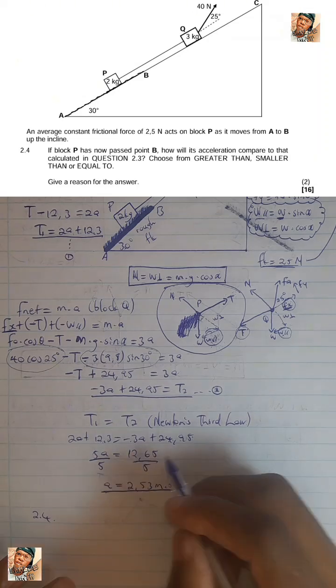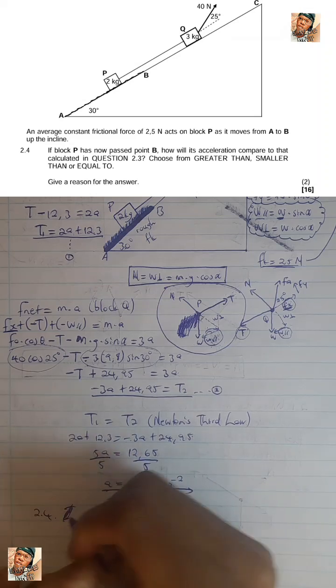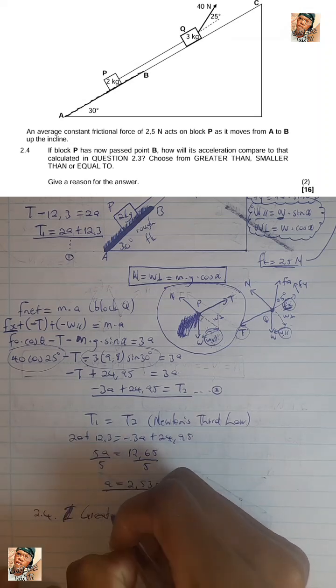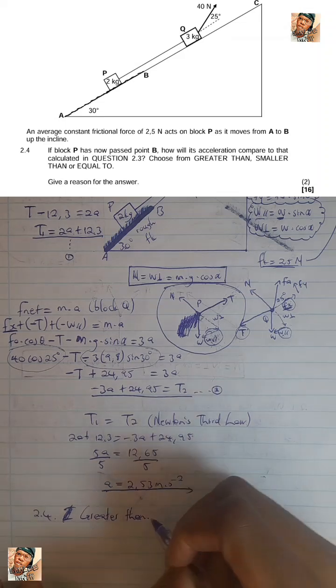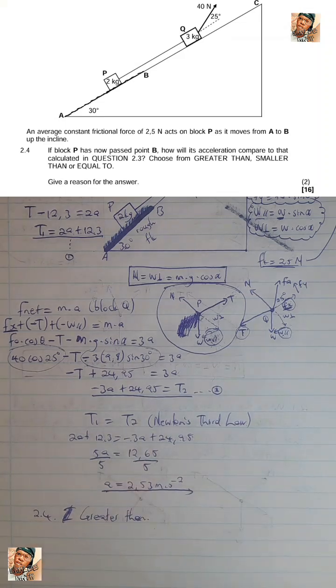So the acceleration is going to increase, or well, we're going to say greater than. So the acceleration is going to be greater than before. Why? Because the net force is going to increase. Remember that we are usually applying the second law here. So the second law says that acceleration is directly proportional to the net force. So if the net force increases, then the acceleration is going to be increasing. Therefore, it's going to be greater than before.